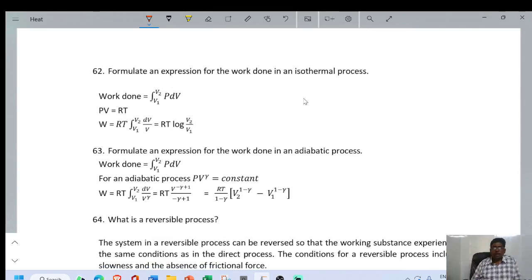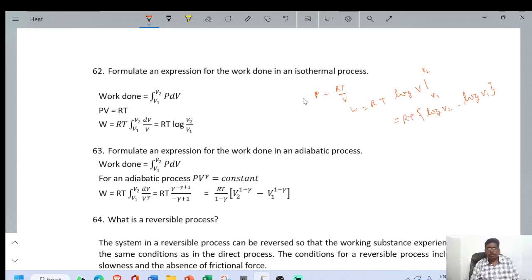Formulate an expression for the work done in an isothermal process. Work done is equal to the integral of PdV. We know that PV equal to RT. Therefore, P equal to RT by V. Then take this RT outside, integral dV by V. If you differentiate the log of the denominator, you get the numerator. So the integral is log V. W equal to RT into log V. Then we apply the limits V1 and V2. This is RT into log V2 minus log V1, which is equal to RT into log V2 by V1.